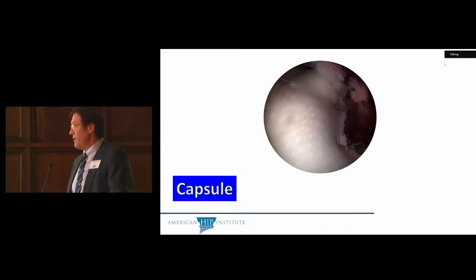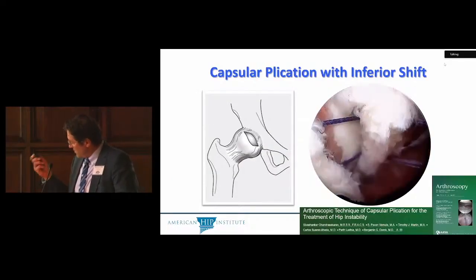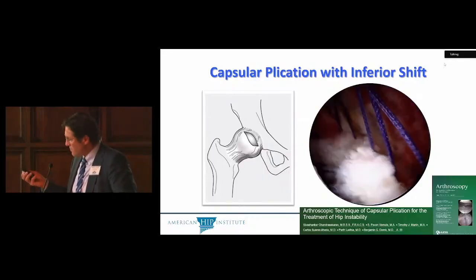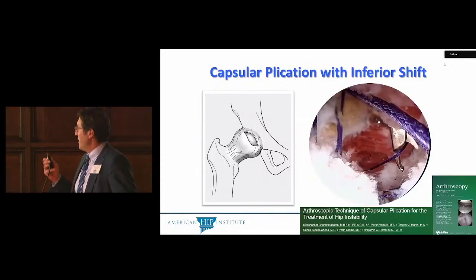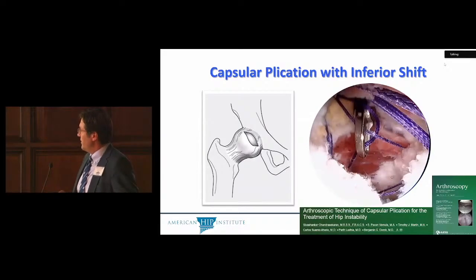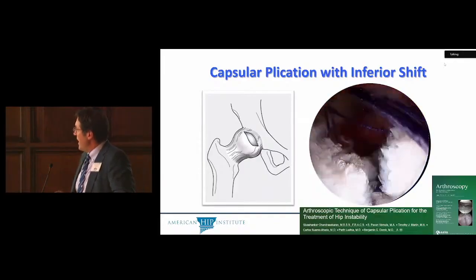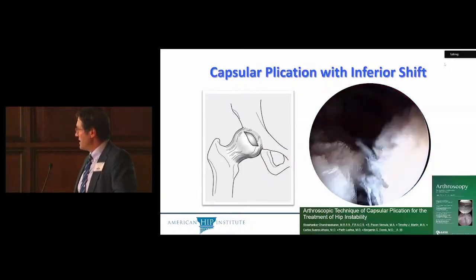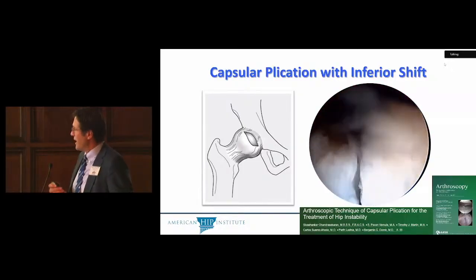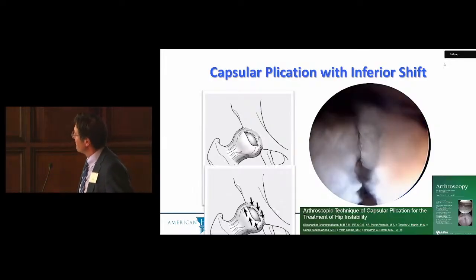Fortunately, we don't have to do that very often because usually, even in the revision situation, we can find capsule with which to work. So I talked earlier about the technique that we first published in 2013 for capsular plication with an inferior shift, taking advantage of the standard capsulotomy. Here you can see the sutures are all placed before we tie them. We usually place anywhere between 4 and 6 sutures if we're doing capsular plication. And then we'll tie them from medial to lateral.